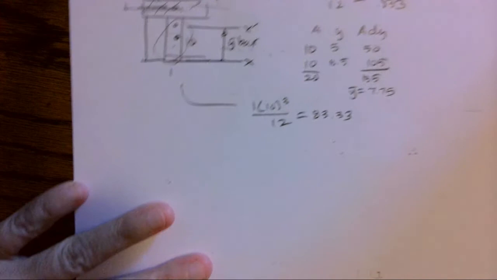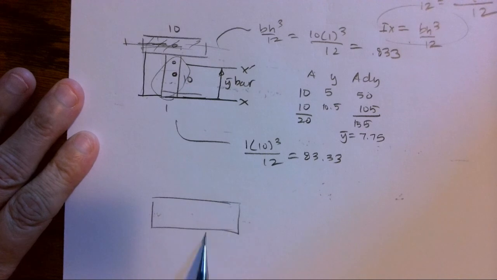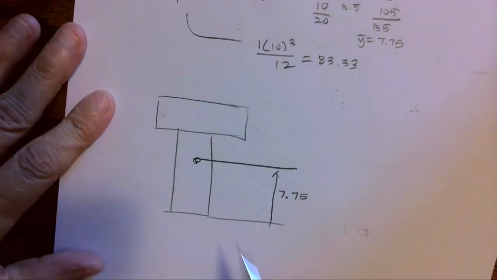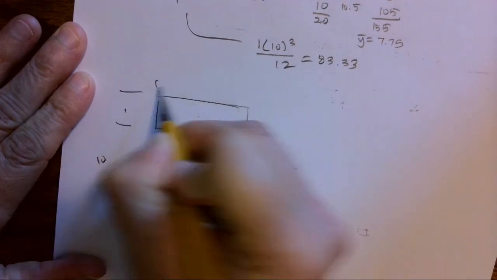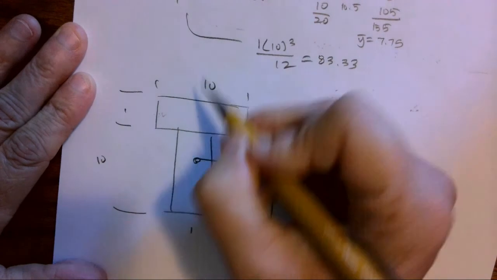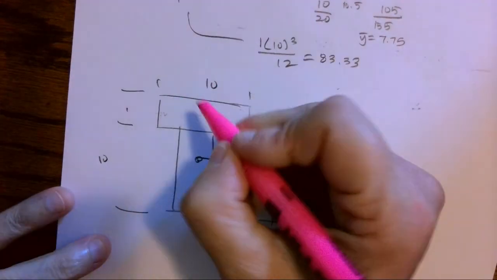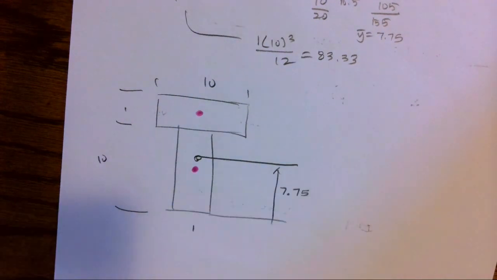So I'm going to redraw this just a little bit bigger so we can talk about the distances that we need when we start finding that moment of inertia. Okay, so I know that this is 7.75 units up. This is 1. This is 10. This is 1. This is 10. I know the centroid, I'll get a different color so you guys can see this. The centroid of this is going to be right there in the middle, and the centroid down here is, again, right in the middle.